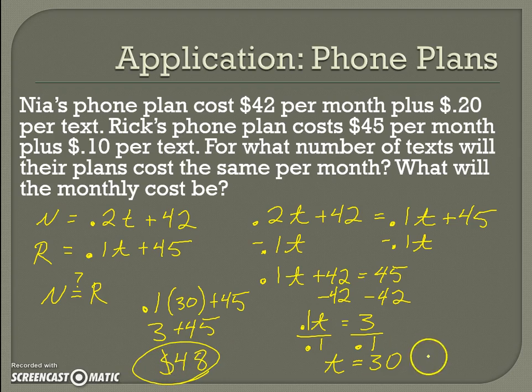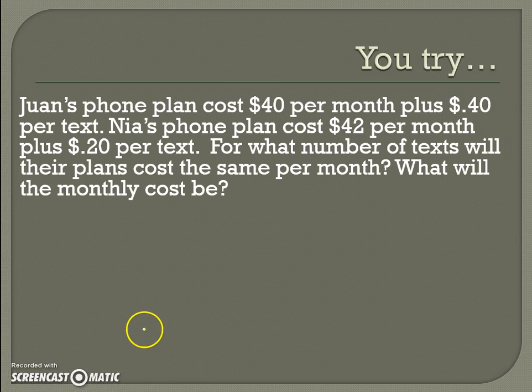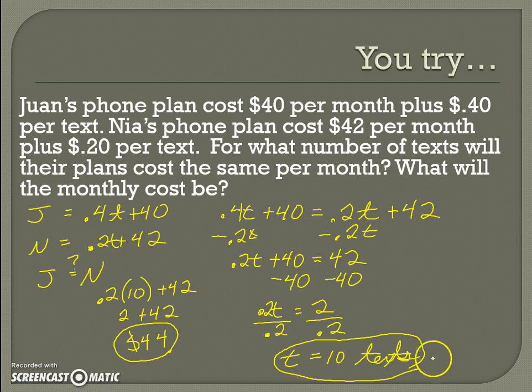All right, so this is a two-part answer. This first part is that there are 30 texts, and then the second part is it's going to cost them $48 for that. So this is when the plans would cost the same. Here's one like it. Go ahead and pause and give that a go. All right, here's what I got. 10 texts for the cost to be the same, and that cost will be $44.